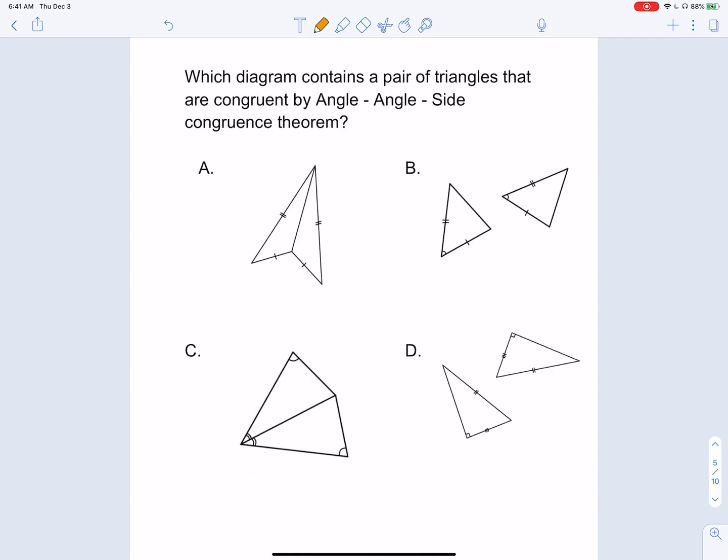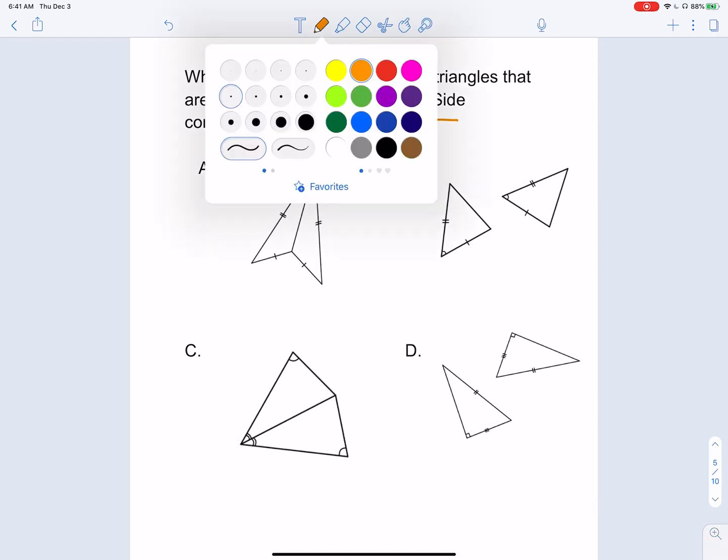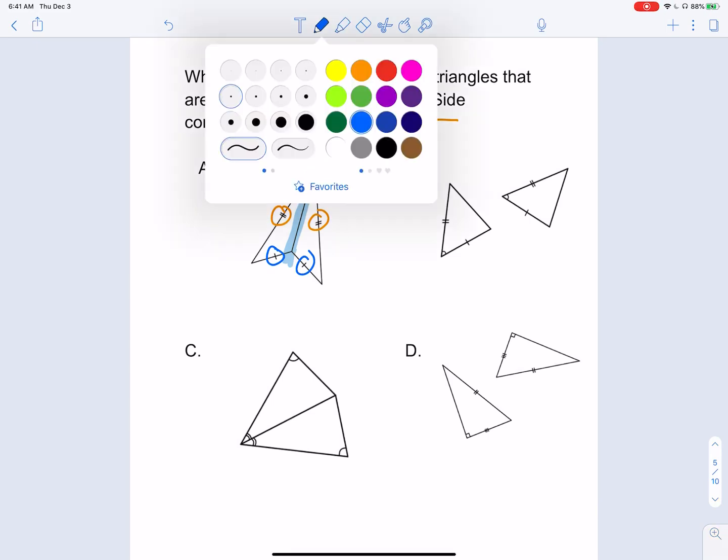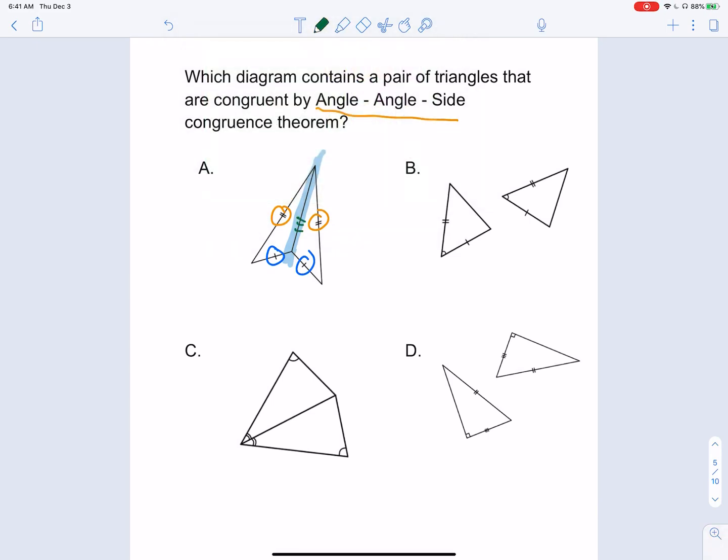So, which diagram contains a pair of triangles that are congruent by angle, angle, side? Looking at A, we know these two sides are the same, and these two sides are the same. What do we know about this line right here? It is the same. So, what theorem could we use for A? Very good. Side, side, side. So that can't be my answer because we're looking for angle, angle, side.